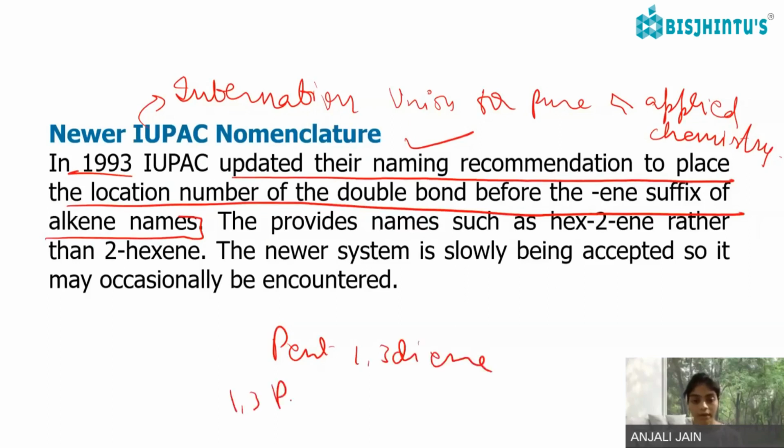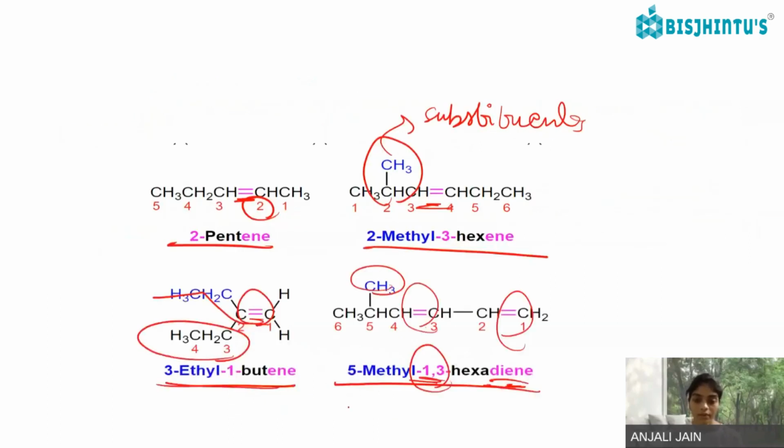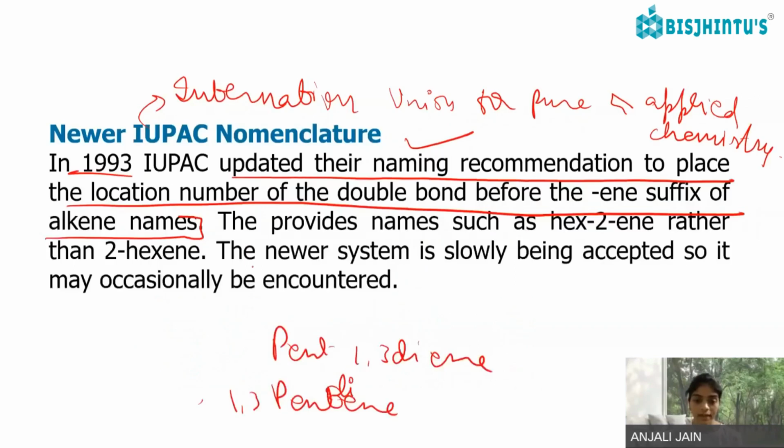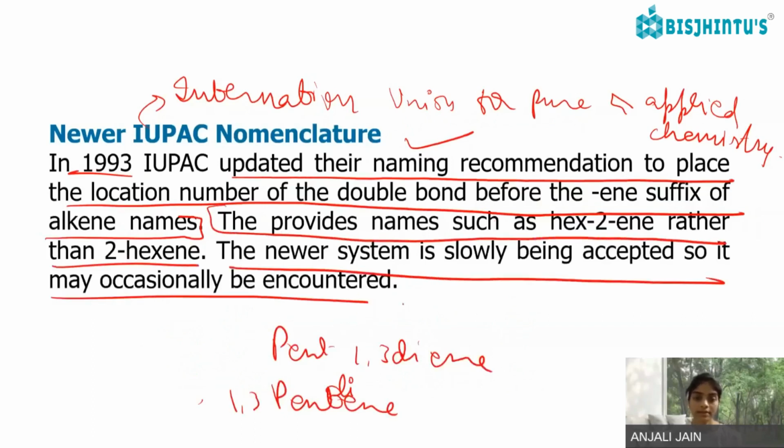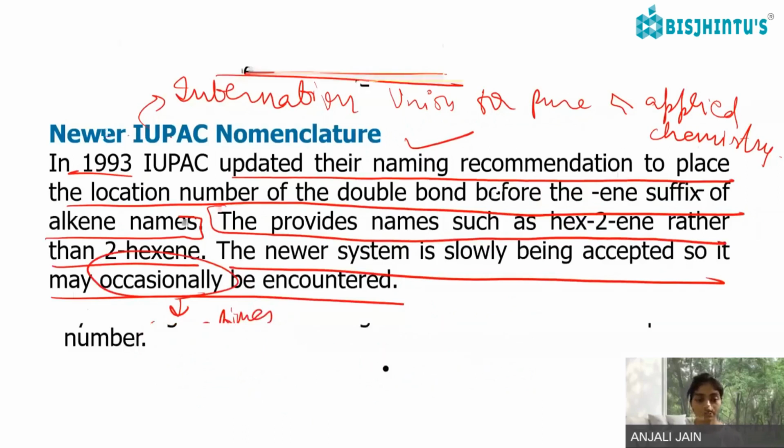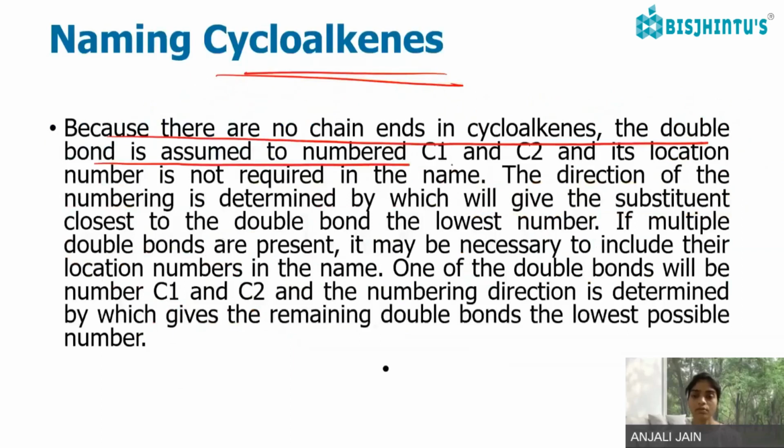But now we will have to write 1,3-pentadiene. Like over here also, we write 1,3-hexadiene. That provides a name such as hex-2-ene rather than 2-hexene. The newer system is slowly being accepted, so sometimes it may be encountered, sometimes rejected. Okay, naming cycloalkenes. Because there are no chain ends in cycloalkenes, the double bond is assumed to be numbered C1 and C2, and its location number is not required in the name.